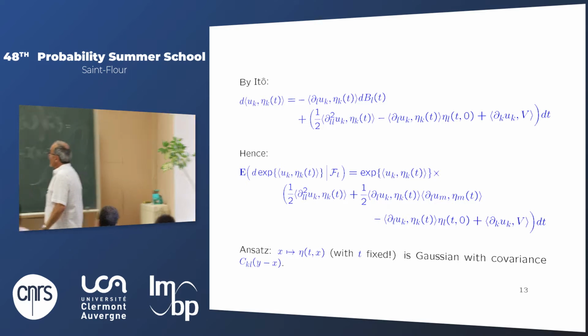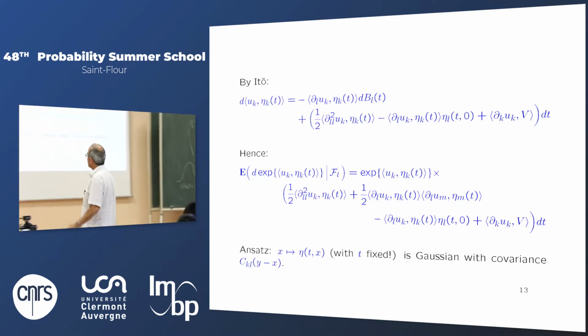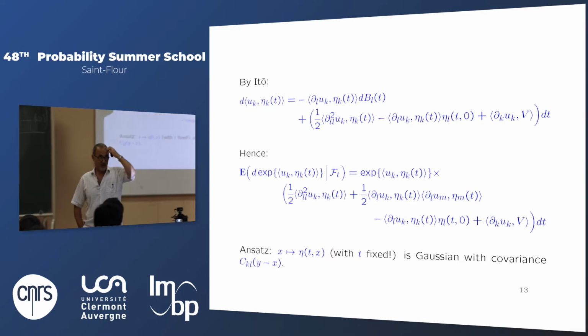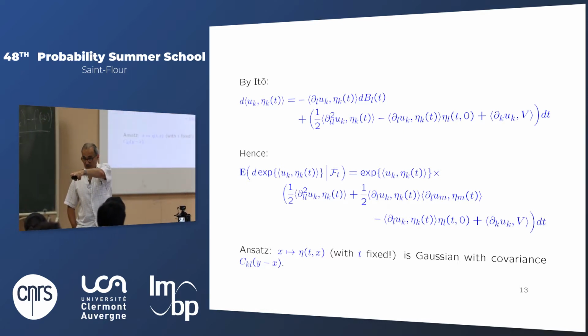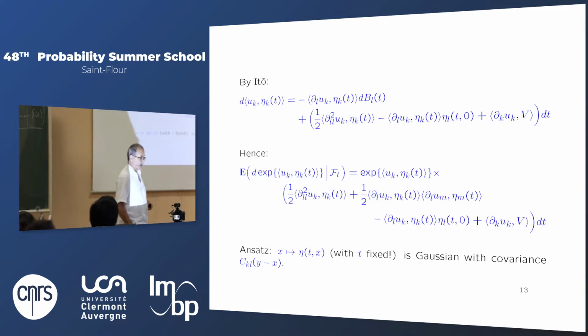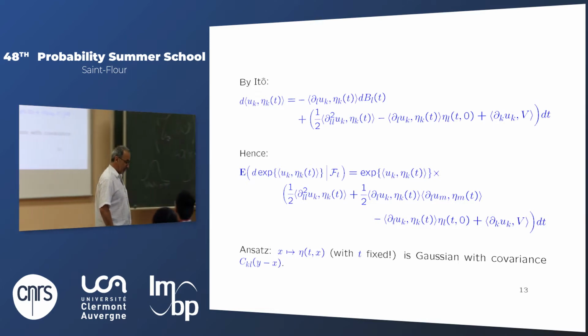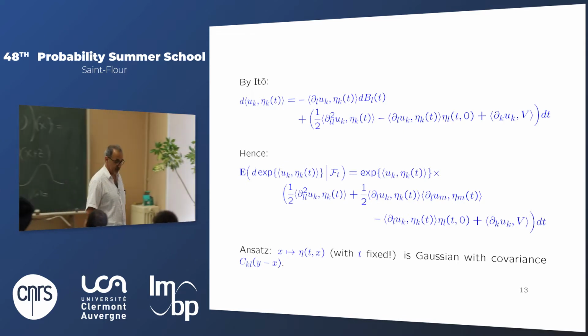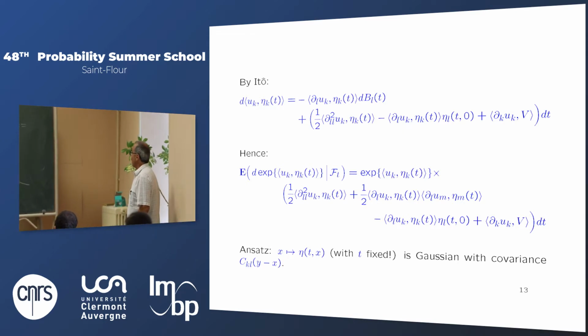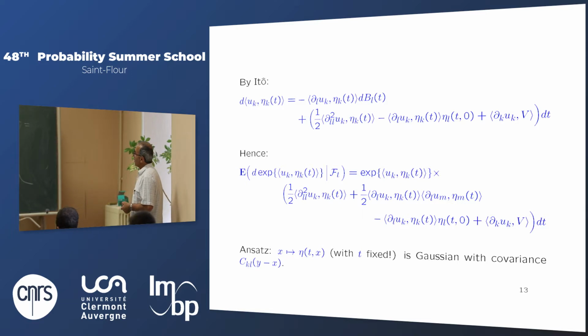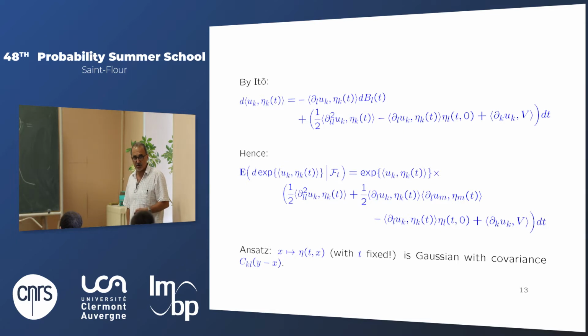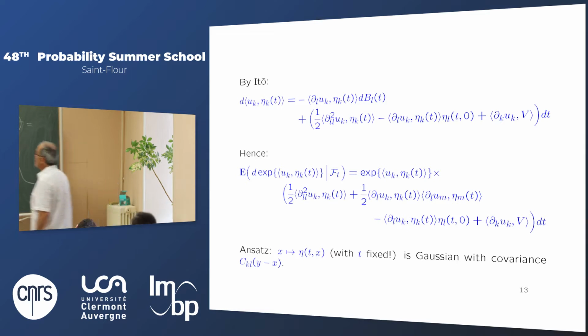Okay, so let me sketch you the proof. There are two proofs, and in two different papers you find the two different proofs. One is by Ito calculus, and the other one is functional analytic. I will show you the Ito calculus proof now, which I like. I like both, but first of all, let me explain my notation. So U and eta are vector fields over R^d. U is a test function, and eta is my random field.